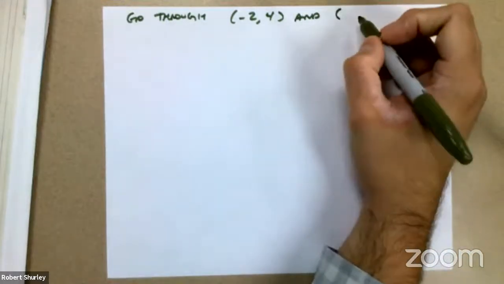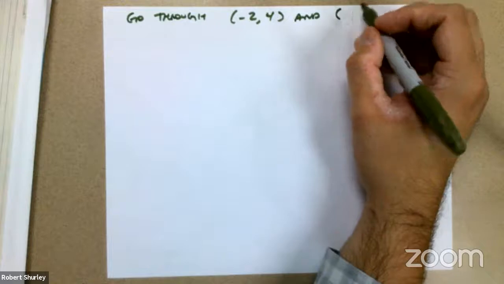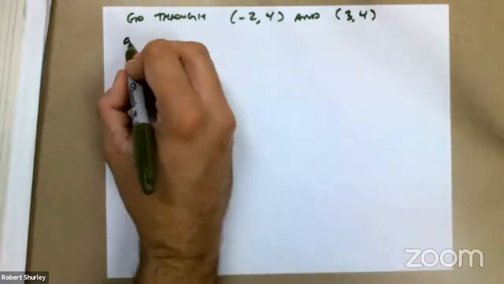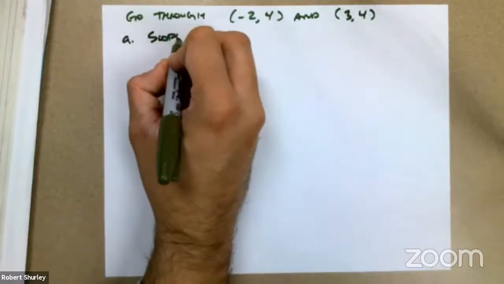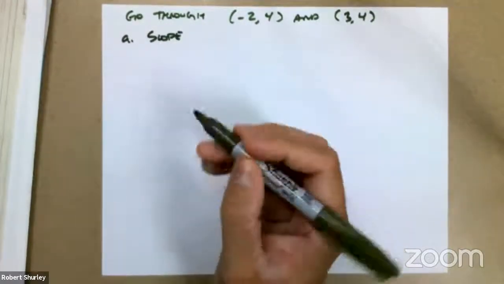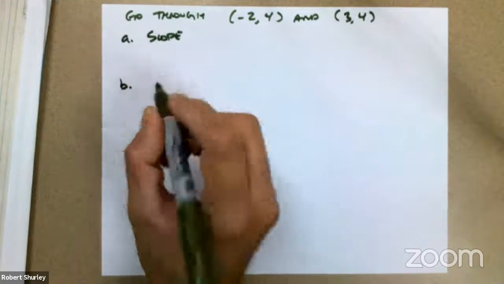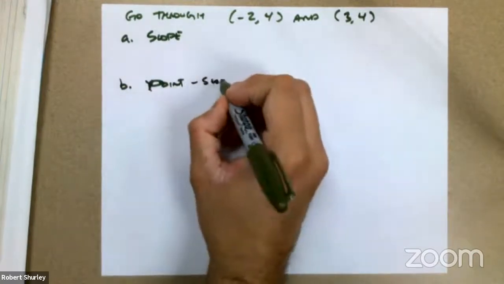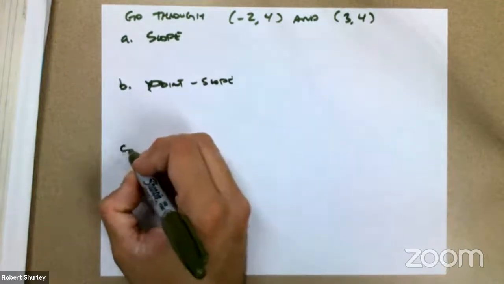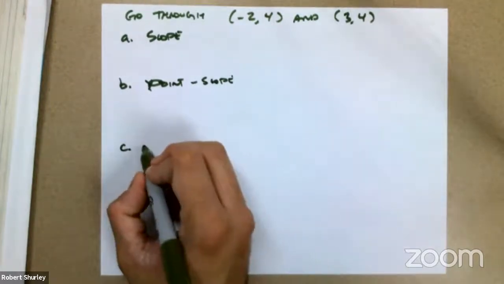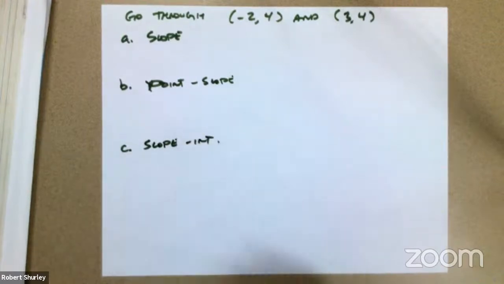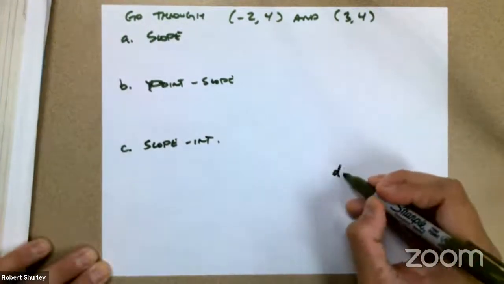-2, 4, and let's say 3, 4. So first I want to find the slope, and then I'm going to do the same rigmarole. Let's find the point slope form, and then let's find slope intercept, y equals mx plus b. And then lastly, I am going to graph it. I'll graph it down here.